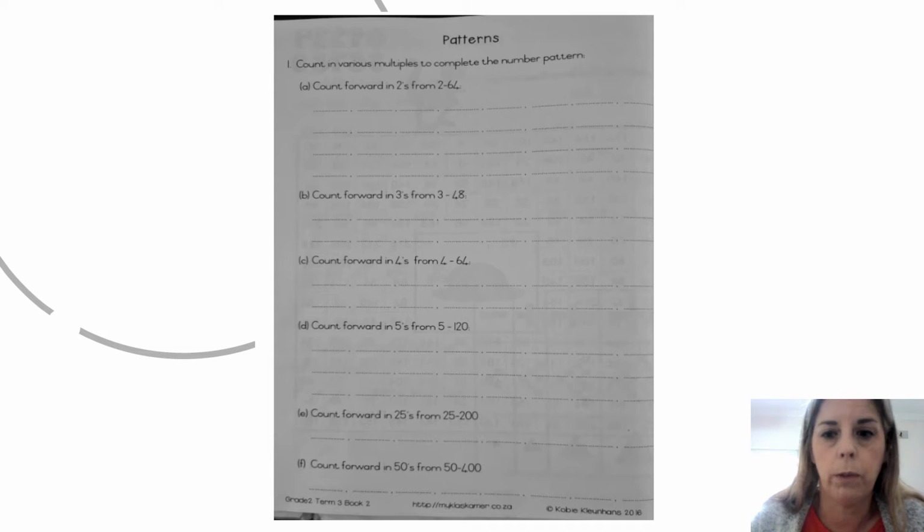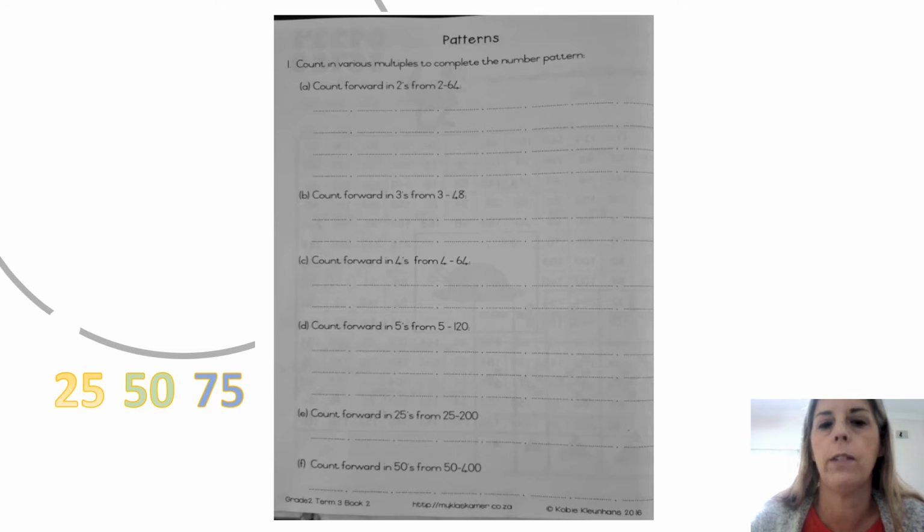What you haven't seen before is question E, count forward in 25s from 25 to 200. This is actually more of a grade 3 question, so let me help you a bit with this one. First we say 25, because we're counting in 25, that is our first number. Then 25 more is 50. We keep adding 25, we get 75, and 25 more than that is 100.